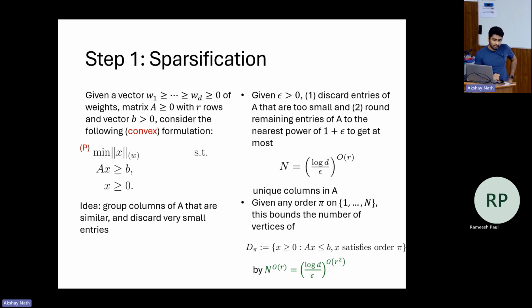So two columns I'll call similar if they're multiplicatively within a 1 plus epsilon factor in each entry.